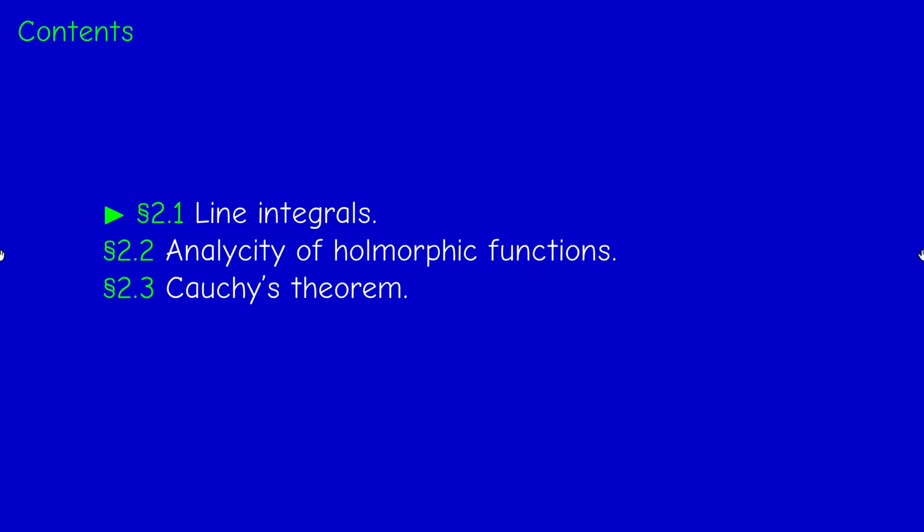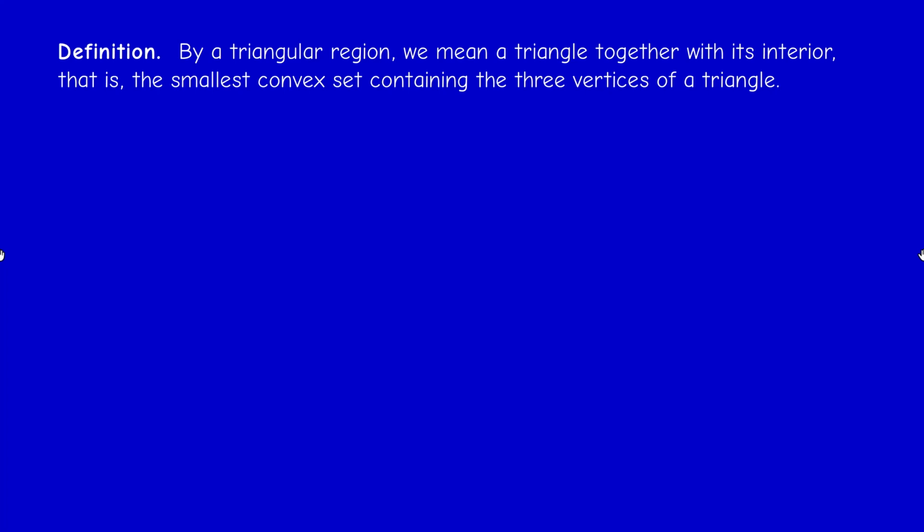In this video, we are still in section 2.1, and we are going to talk about the Goursat-Cauchy theorem and two of its consequences. But before we state the theorem, we just have to be precise about the language.